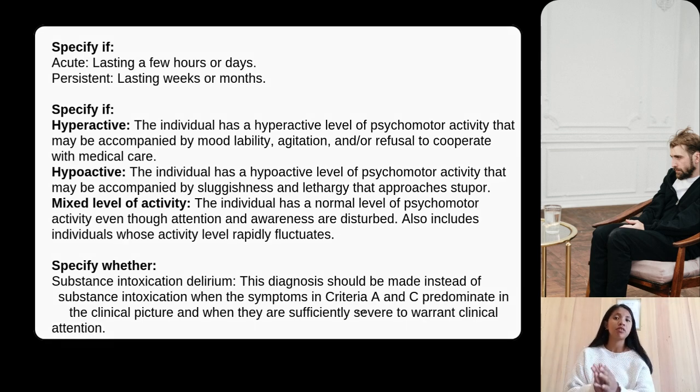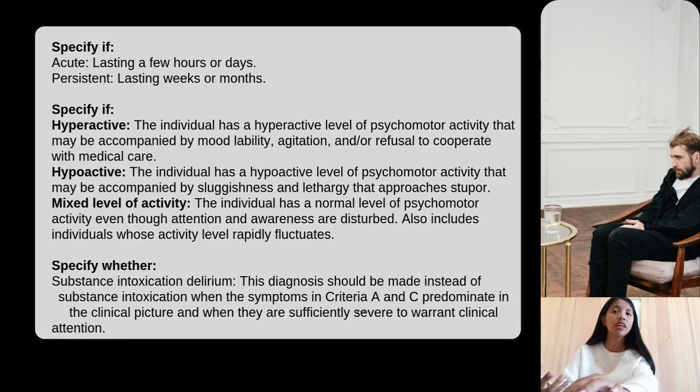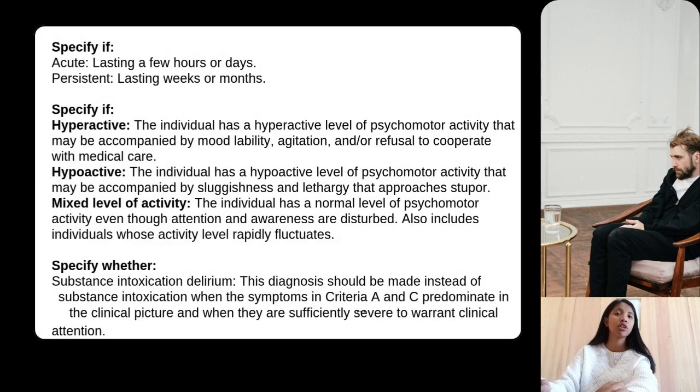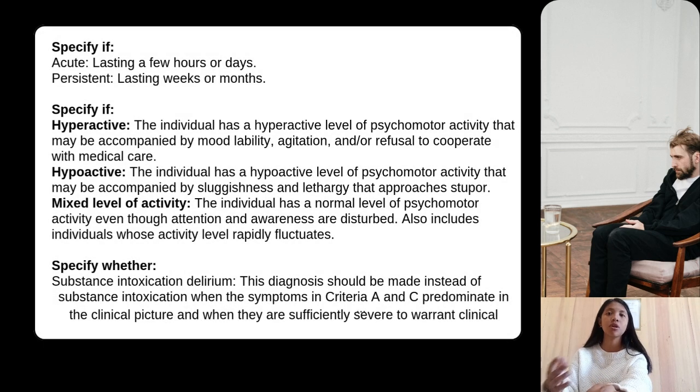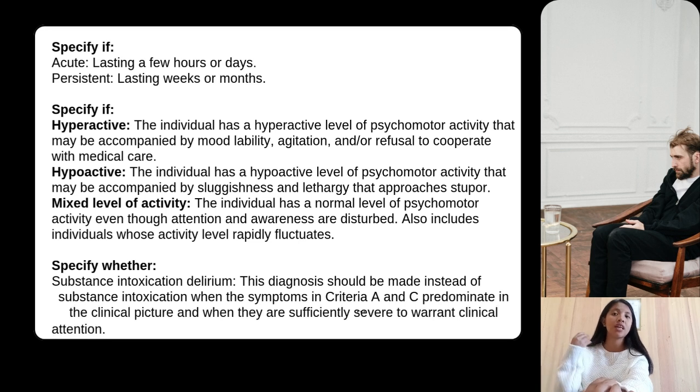We should also specify if it's hypoactive. The individual has a hypoactive level of psychomotor activity that may be accompanied with sluggishness and lethargy that approaches stupor, and/or mixed level of activity. The individual has a normal level of psychomotor activity even though attention and awareness are disturbed. Also includes individuals whose activity level rapidly fluctuates.